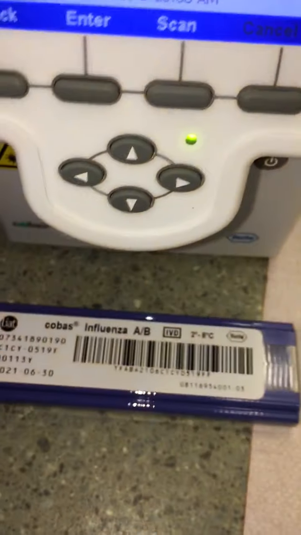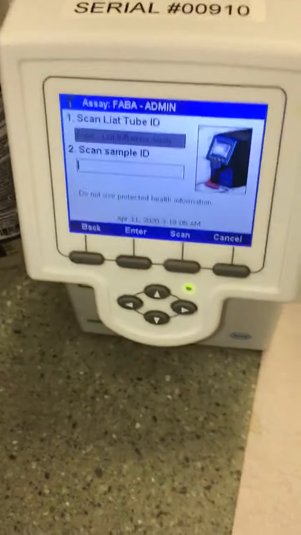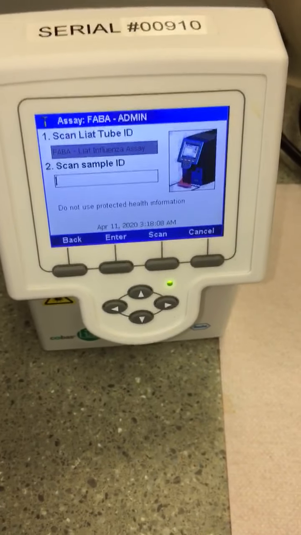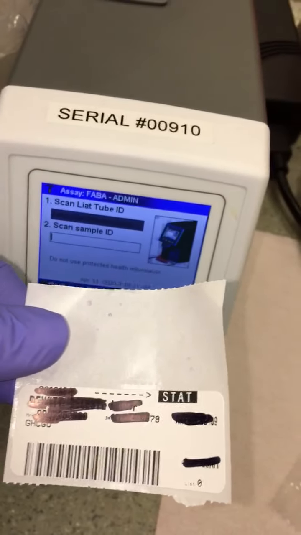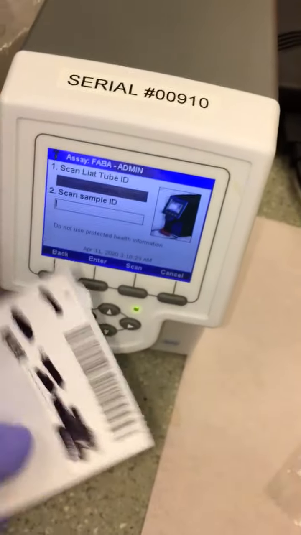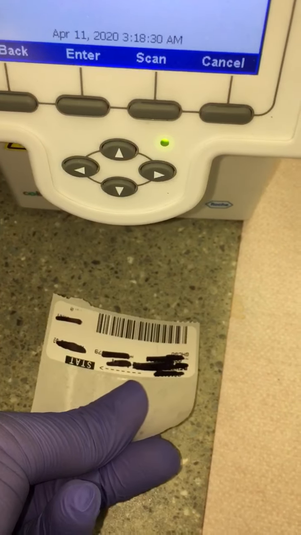So I'm going to go ahead and press Scan on here, and that's going to bring up the barcode reader, and it's going to scan in my reagent kit. That lets the machine know that I'm actually using a flu A and B Cobas test. It gives me the lot and expiration as well. Now at this point, it wants me to scan my sample ID. I pulled this label from my scrap heap. This is obviously a patient. You won't know who they are, but I'm going to go ahead and press Scan, and I'm going to allow the barcode reader to read my sample ID.